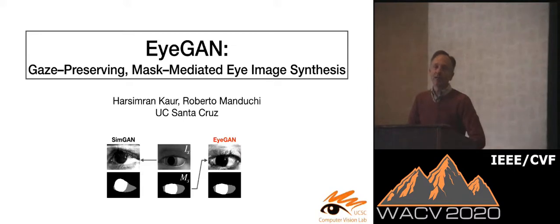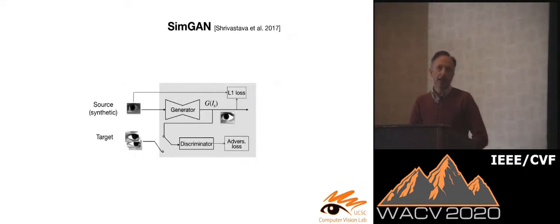So the work is about generating realistic human eye images with the prescribed gaze direction. There's a lot of work in this area. A famous algorithm, SimGAN, for example, starts from synthetic eye images, where we can control the gaze direction as we want, and then generates images in a target domain using an adversarial network with an L1 loss component, with the idea that if the output matches the input, they will have the same gaze direction.